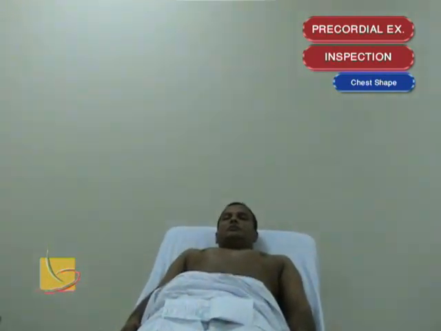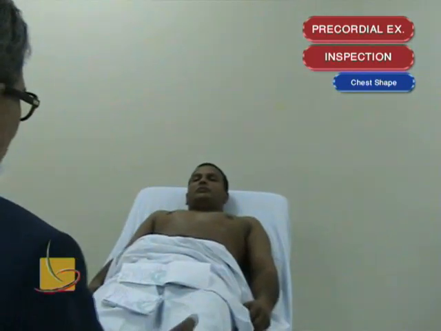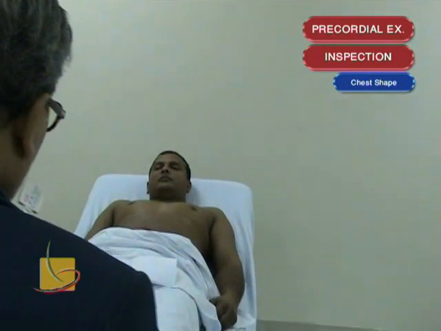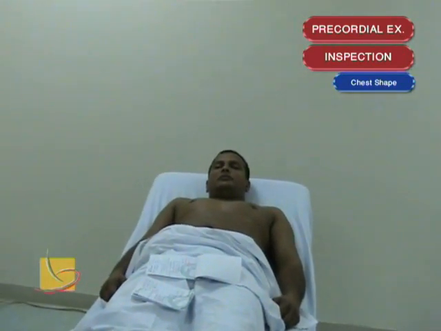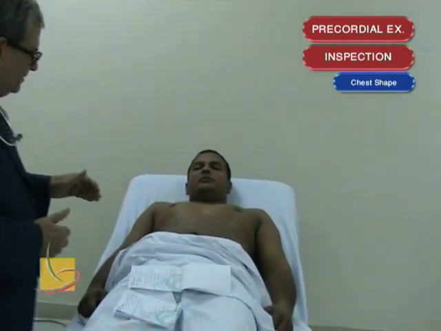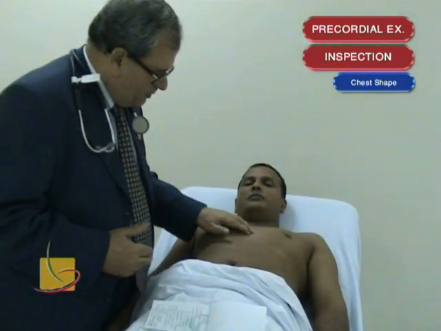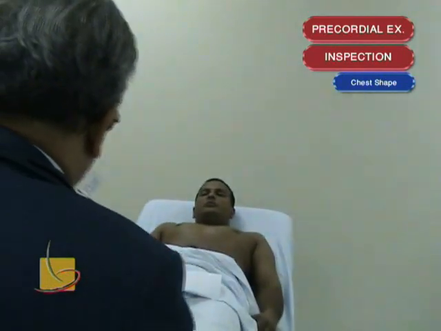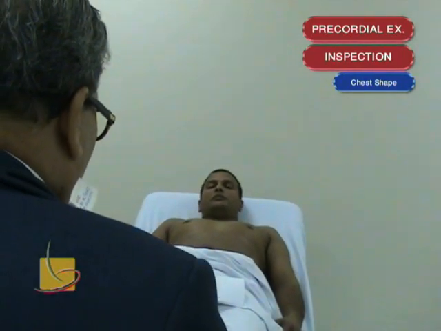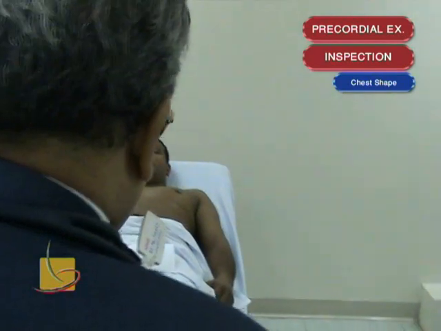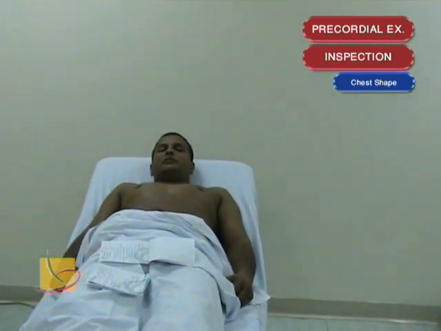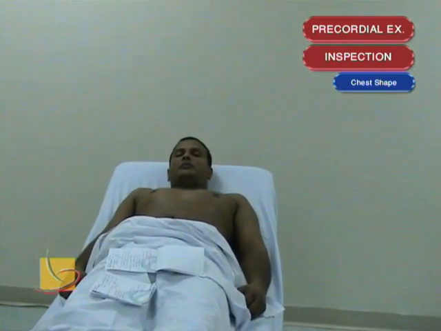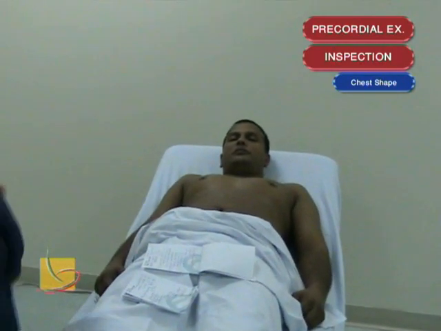If it is abnormal, it may involve increased anteroposterior diameter, barrel-shaped chest, or pectus excavatum, or pectus carinatum, or pericardial bulge. So again, shape of chest may be normal, or barrel-shaped chest like in emphysema and COPD. It may be associated with increased anteroposterior diameter again in emphysema, and patient may have pectus excavatum or pectus carinatum.